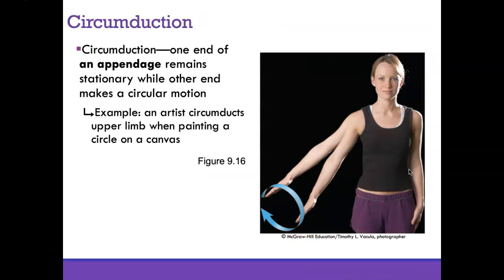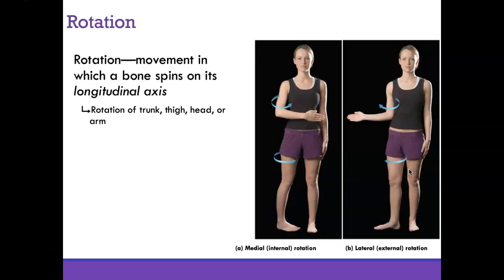Circumduction is when one end of an appendage remains stationary while the other makes a circular motion. So a good example is like when an artist is making a circle on a canvas. So everyone should pretend like you're making a circle on a canvas. What you're doing is you're circumducting your upper limbs. Right? That's circumduction. Your shoulder is anchoring your arm, your appendage. But yet the other end, the distal end, is making a circular motion. That's circumduction.